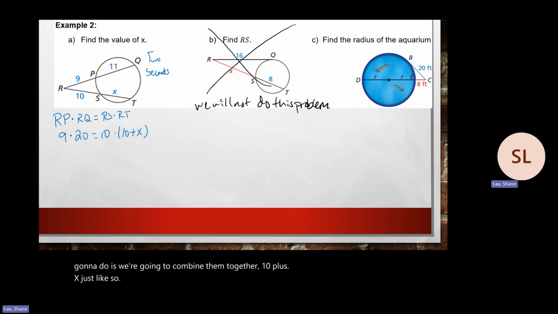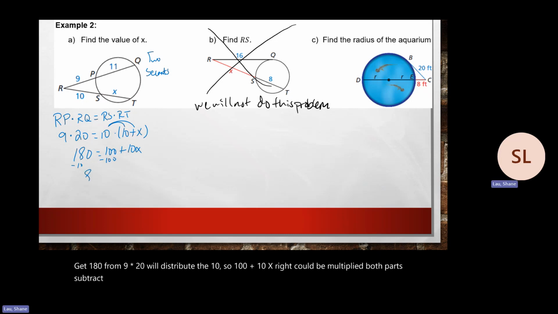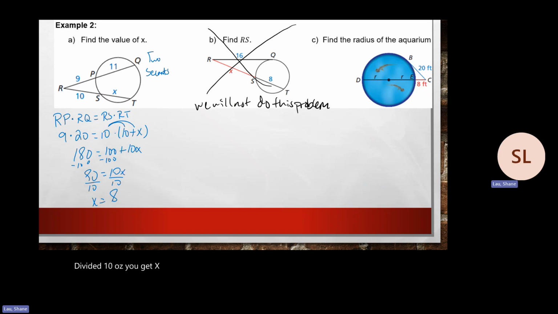We're going to combine like terms and simplify. We get 180 from 9 times 20. We distribute the 10, giving 100 plus 10x, because we've multiplied both parts. Subtract 100, and we're left with 80 equals 10x. Divide the 10 out, and you get x equals 8. Very, very simple. Nothing too difficult at all.